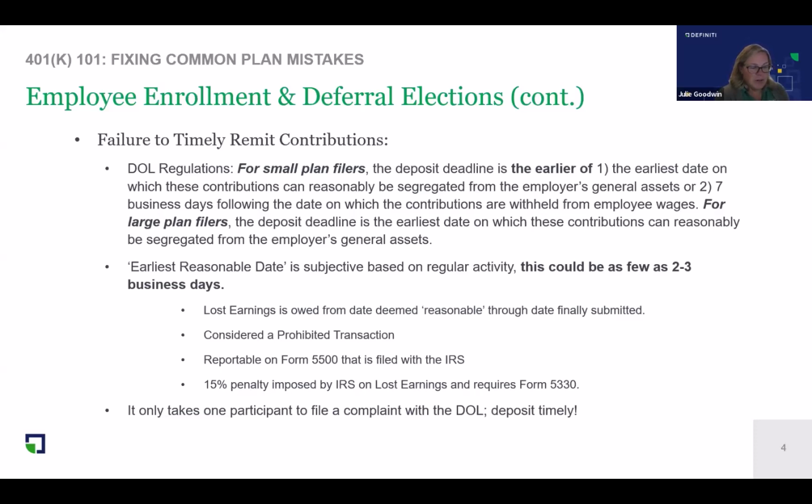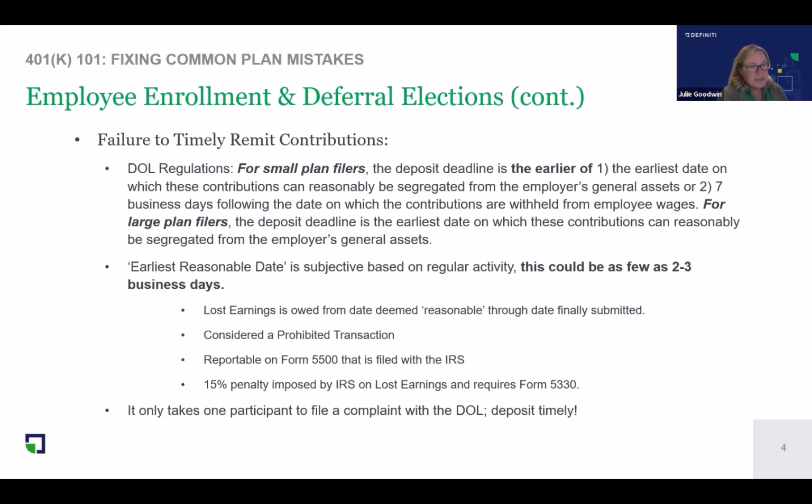There was an article that I received a copy of last week from one of the many newsletters that I received, and it said that the Department of Labor is now suing their third plan sponsor in 2024 for the failure to deposit contributions timely. It is an issue, and it is an issue that they're looking to crack down on.